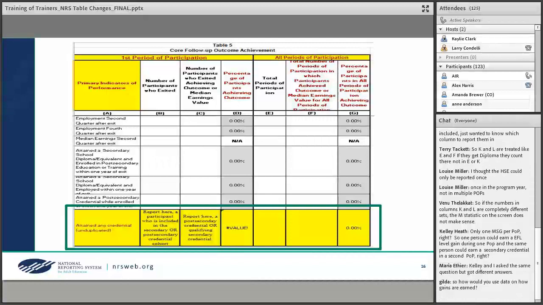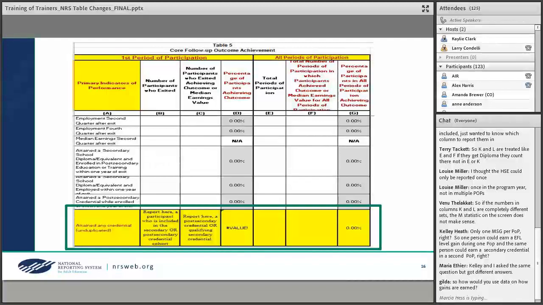And the other thing we've added is a new row, attained any credential unduplicated. So this is to put in the number of participants who achieved a credential in an unduplicated count. So either a post-secondary credential or a secondary credential meeting the criteria of after getting your credential, you got a job or entered post-secondary ed.